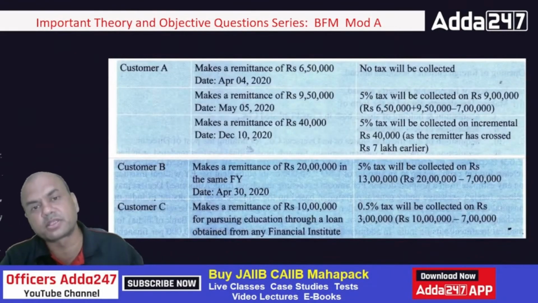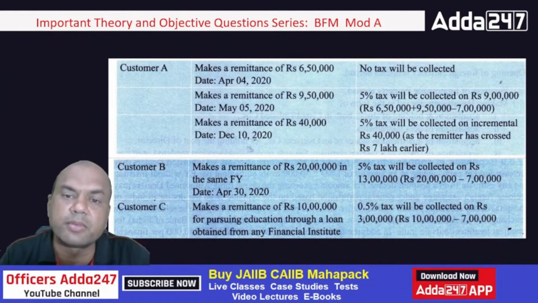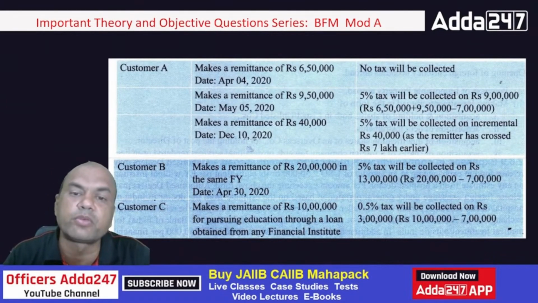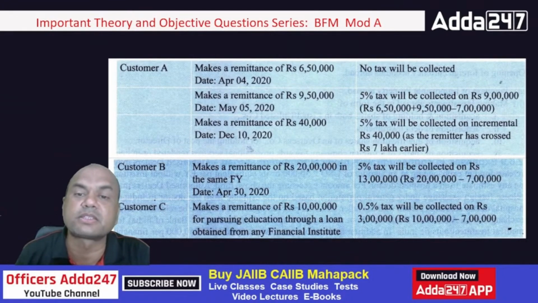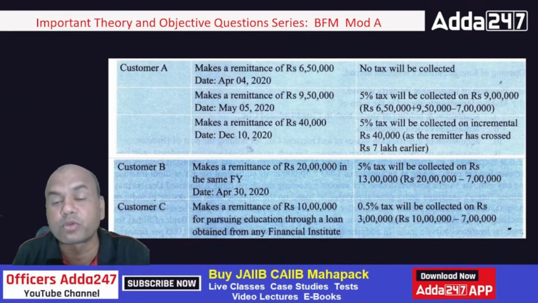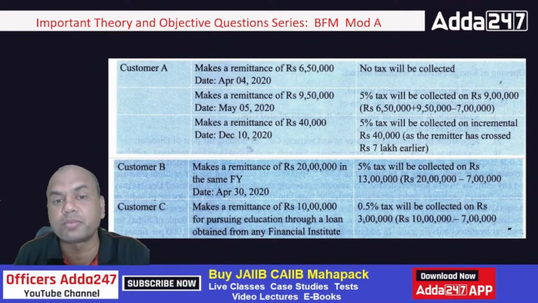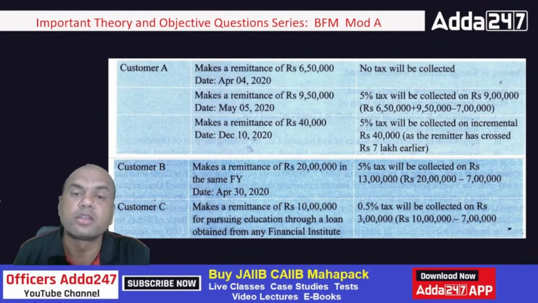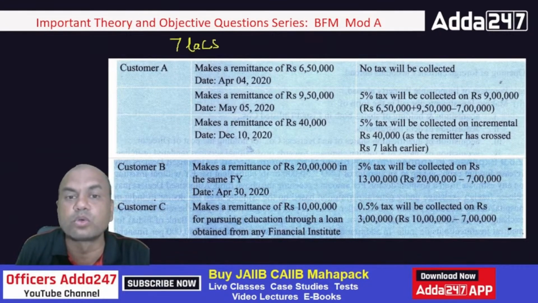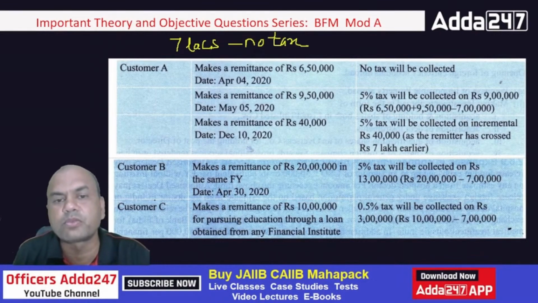Now let's take one example. Customer A makes a remittance of 6,50,000 on April 4, 2020. Okay, what do you mean by this? On April 4th this customer is making the payment of rupees 6.5 lakhs. Now what is the limit given? 7 lakhs. Just now we saw it. Up to 7 lakhs, there is no tax. So if somebody comes to me first time on April 4th in this financial year, no tax will be collected, obviously. Why should I collect the tax? Because it has not crossed the limit of 7 lakhs.